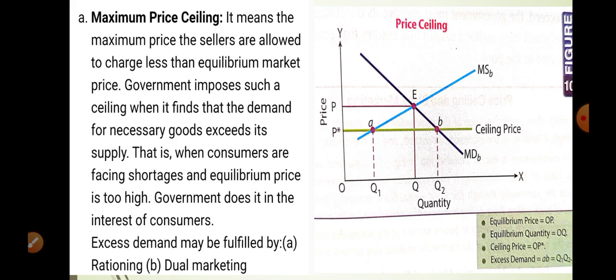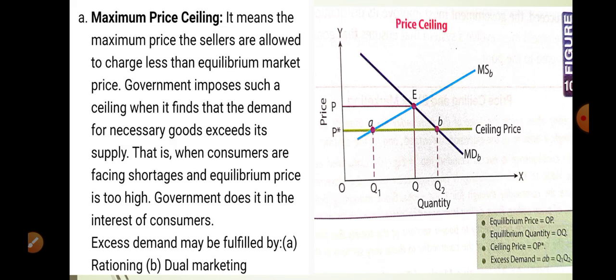Government imposes such a ceiling when it finds that demand for necessary goods exceeds its supply. Okay, तो जब भी डिमांड आपकी बहुत ज़्यादा है नेसेसरी गुड्स के लिए और उसकी सप्लाई उस रेशियो में नहीं है, तो गवर्नमेंट मैक्सिमम प्राइस सीलिंग करती है. ओके, when consumers are facing shortage or equilibrium price is too high, तो government do this. Okay, and excess demand may be fulfilled by rationing and dual market.